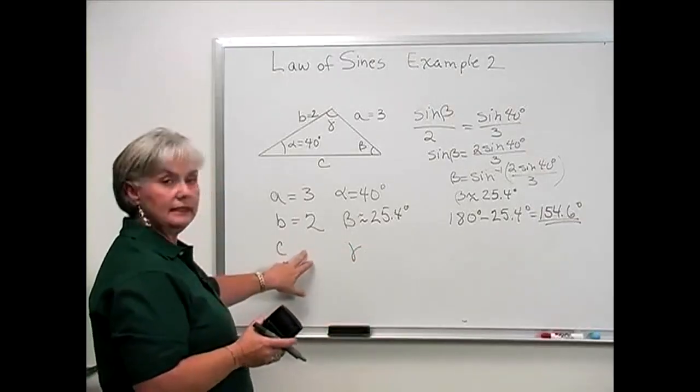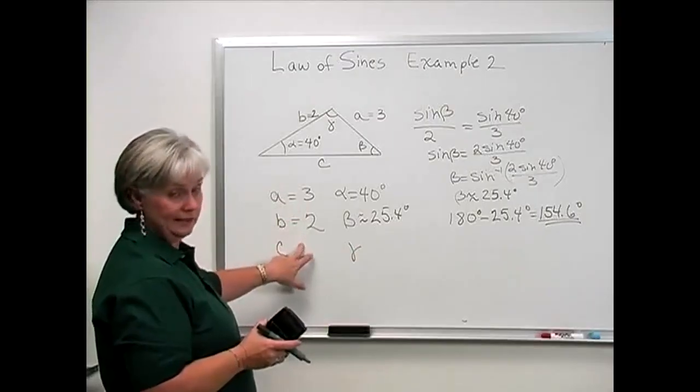Well, we can't find c. Remember, a squared plus b squared is not equal to c squared.